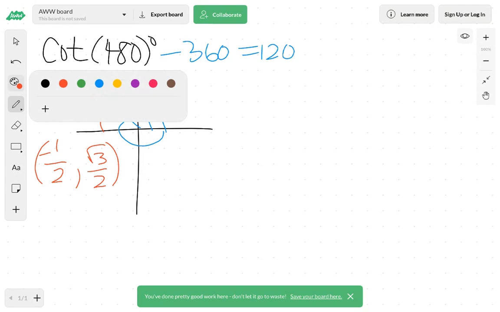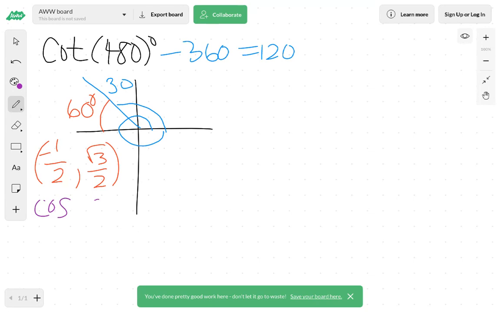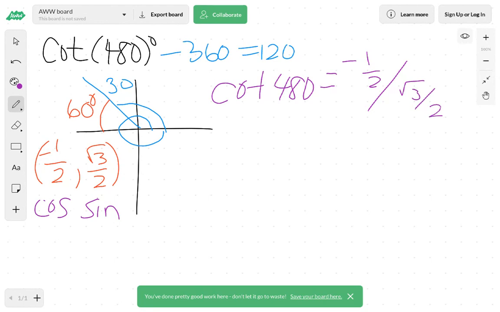So now my cotangent is actually cosine, which is my x, over sine, which is my y. So I'm going to use one of my identities. So cotangent of 480 is going to be cosine, negative 1/2, divided by sine, which is root 3 over 2. Now, if the division confuses us, let's rewrite it as a division problem. So negative 1/2 divided by root 3 over 2.